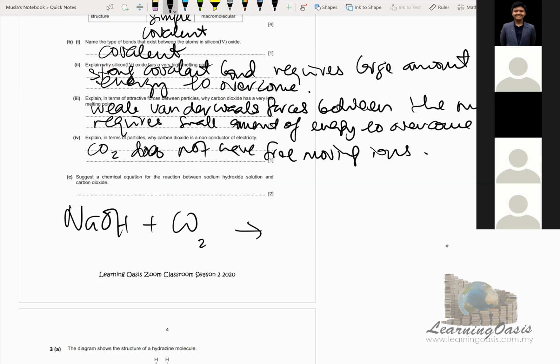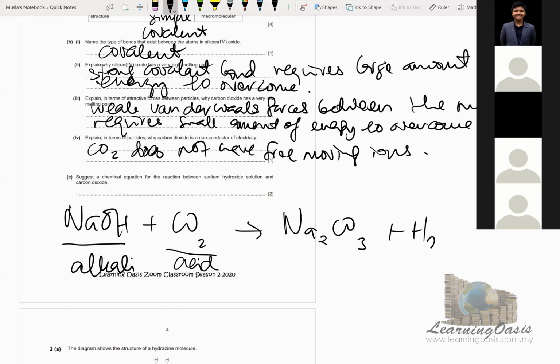Okay, if you don't know, ask yourself, Atika, what is this? What is oxide of non-metal? Acidic or basic? Basic. Non-metal is acidic. Right, remember carbon dioxide, acid rain, oxide of nitrogen, sulfur dioxide, acid rain, right? Acid plus alkali gives what? Salt and water. So what is the salt? Sodium carbonate plus H2O. Right. Okay, balance the equation.